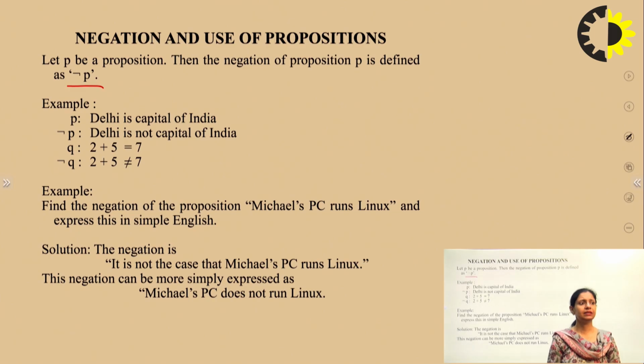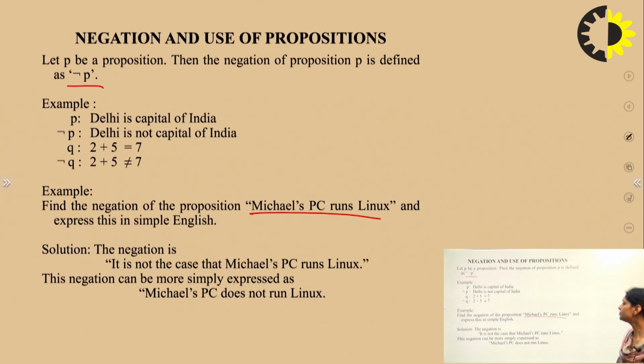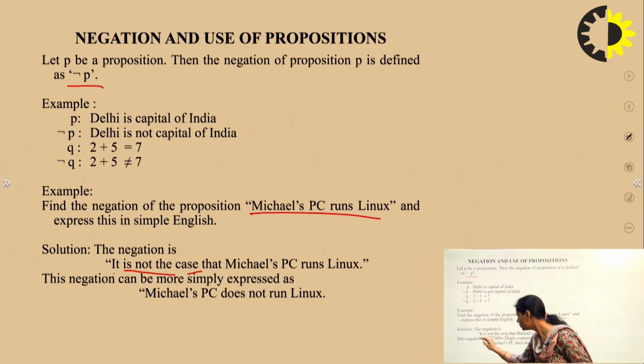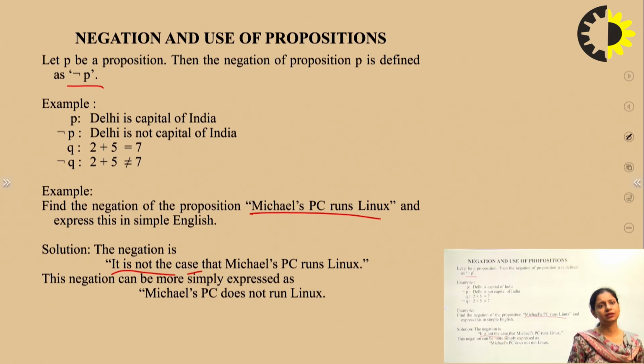The next example is to find the negation of Michael's PC runs Linux, and this we need to express in simple English. So this is the P. Michael's PC runs Linux. The negation of it would be the introduction of the not. So that would be Michael's PC does not run Linux, or it is not the case that Michael's PC runs Linux. So we need to introduce this not over here. As soon as this not is introduced, we get the negation of the proposition.